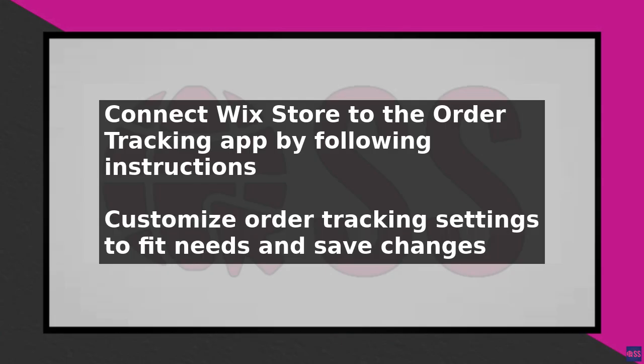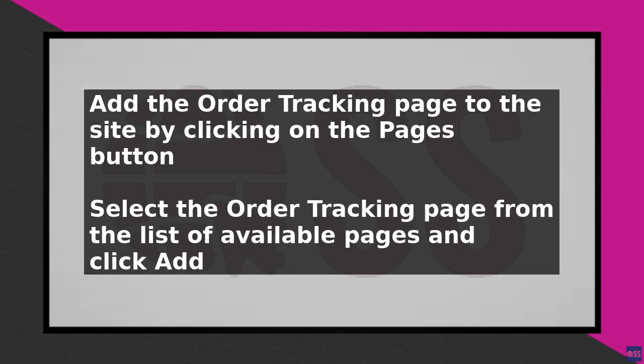To add the order tracking page to your site, click on the Pages button on the top bar. Then click on the Add Page button. Select the order tracking page from the list of available pages and click Add. The order tracking page will be added to your site.